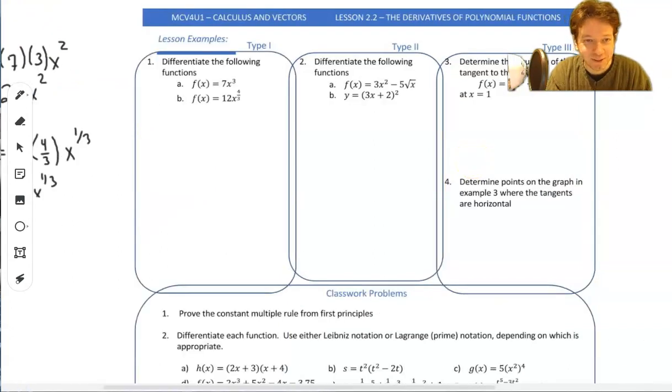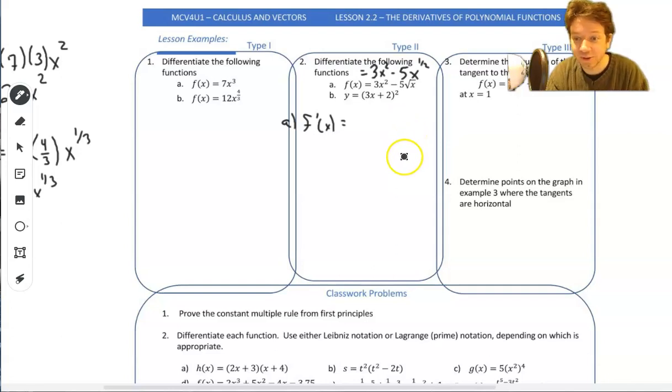Okay, so example number 2 then. Let's do part A. To find the derivative of this function, let me rewrite this function, because this is the square root of x. I haven't really told you what the derivative of the square root of x is, but remember, you can think of the square root of x as simply x to the power of 1/2. So write it as an exponent instead, and then we can work with it.